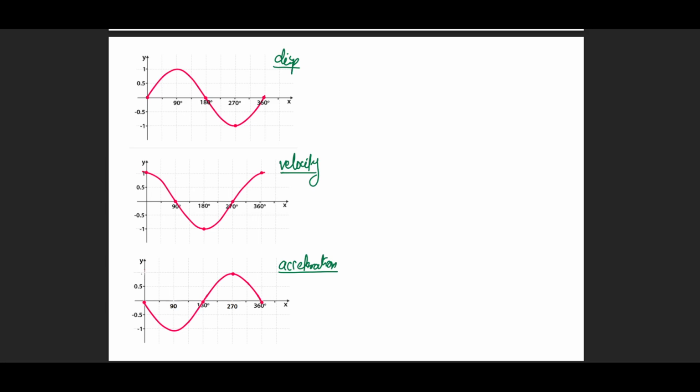So the equation for displacement was given to us as x of t is equal to x naught sine of omega t. Now, we know that velocity is actually the rate of change of displacement with respect to time.